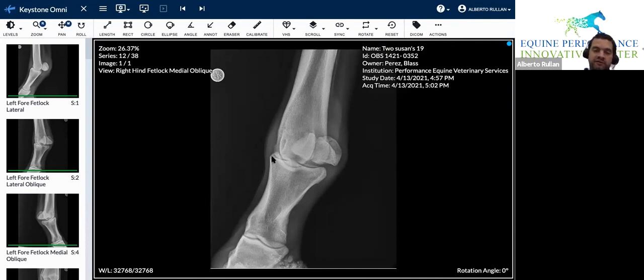Right here, and by the way, you can just use your checklist if you're reading them. That way, every time you read them, you get all the structures without missing one. P1, proximal P1, plantar P1.